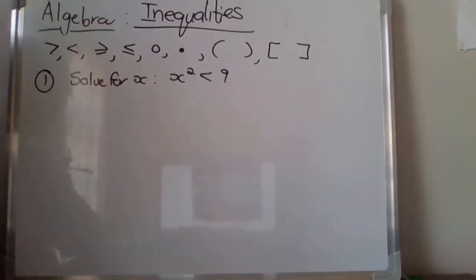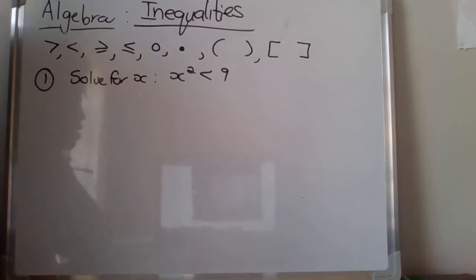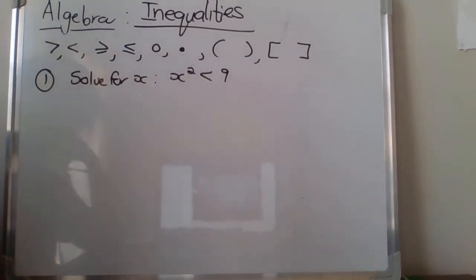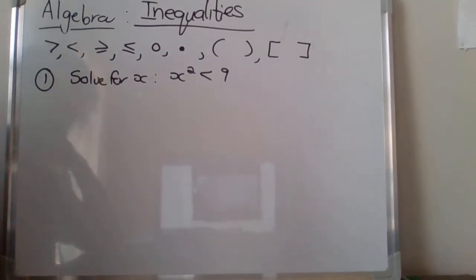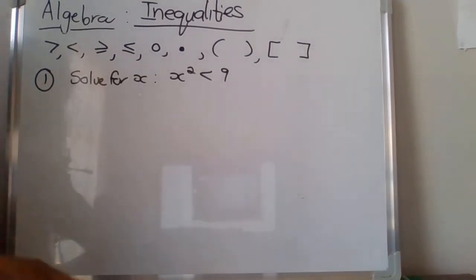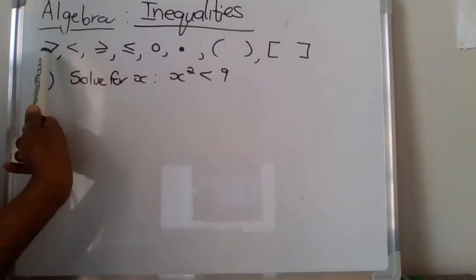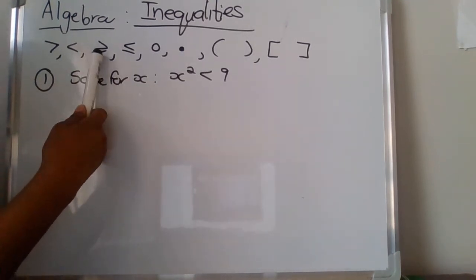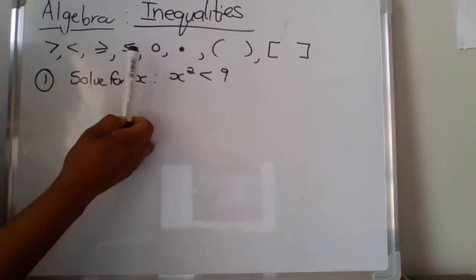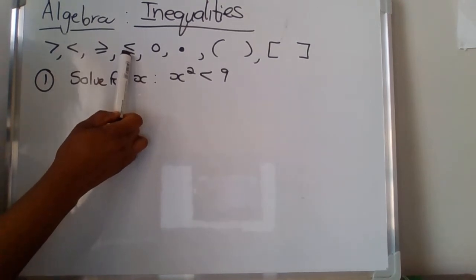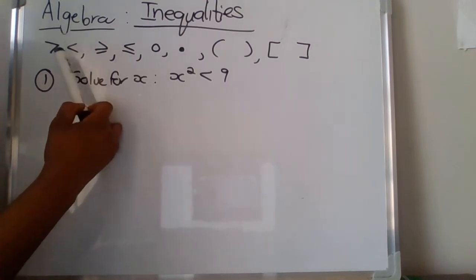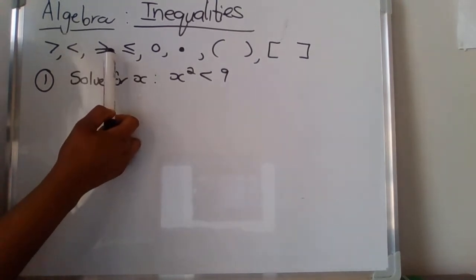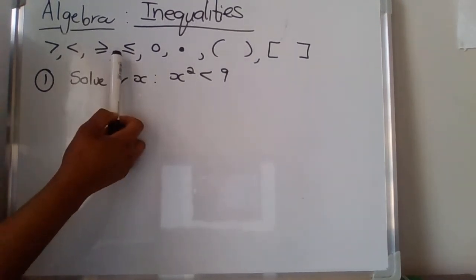Okay, so now we're moving on to inequalities. With inequalities, we need to remember, what do the signs actually mean? So this sign means that it's greater than, this one means it's less than, this one is greater than or equal to, this one is less than or equal to, all right? And we normally use these signs when we're representing x in set builder notation.